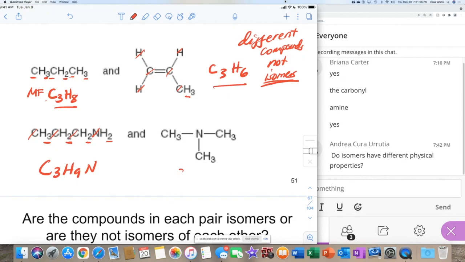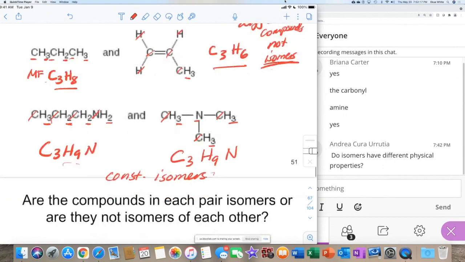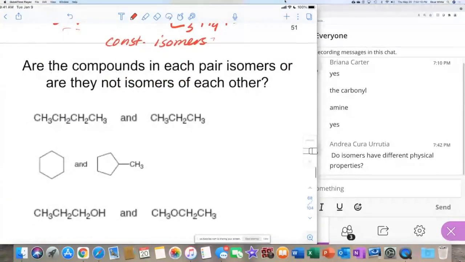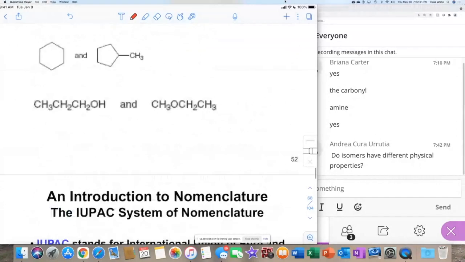What about here? Carbon, 1, 2, 3. Hydrogen, 1, 2, 3, 4, 5, 6, 7, 8, 9. H9. Nitrogen, 1. Oh, look at that. But they're connected differently, right? So these are constitutional isomers. Oh, there's more here. How much more is there? Okay, that's fine.